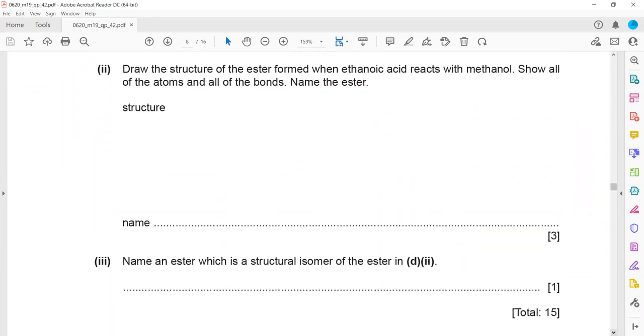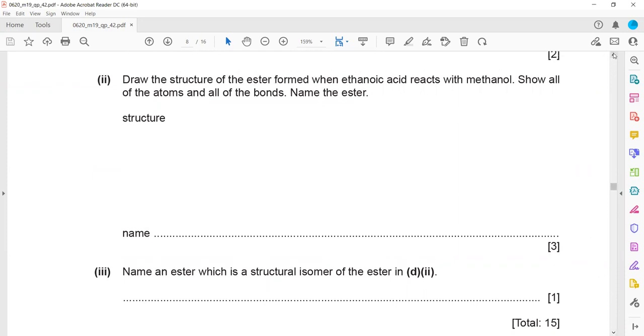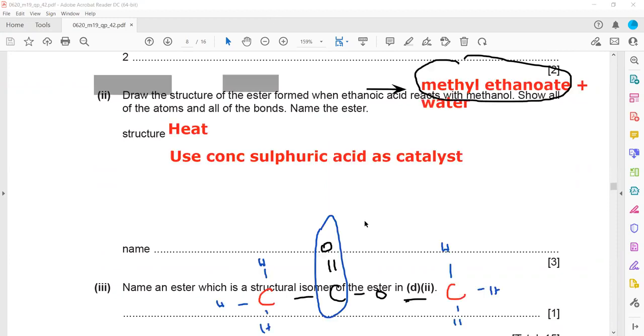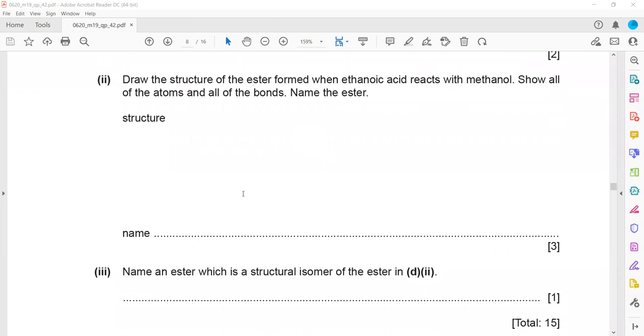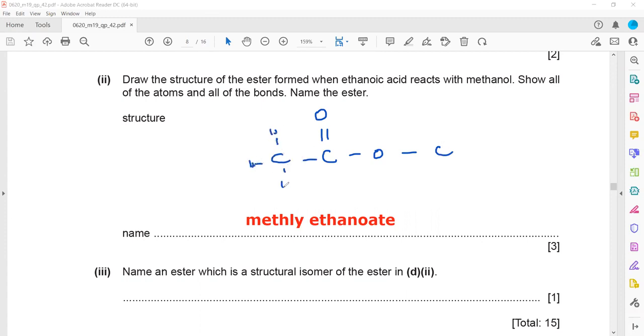Name an ester which is a structural isomer of the ester in D1. The ester which is formed here was methyl ethanoate. So how can we make the ester which is a structural isomer? As we drew the structure of methyl ethanoate, what was the structure? C double bonded with O, and O was there, and on one side 1 carbon was attached, on the other side 2 carbons were there. So that is why it is methyl ethanoate.